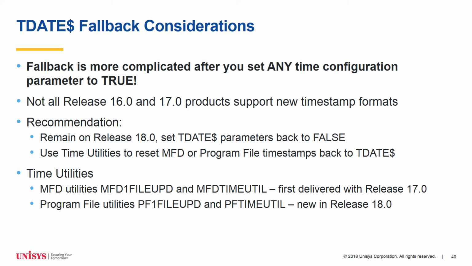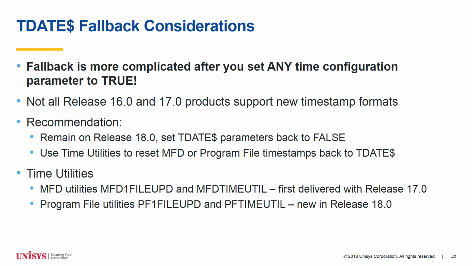If you run into problems after you enable new timestamp formats, the solution is not to fall back to older software. The recommended solution is to turn off creation of any further timestamps in the new format, then revert any of the new timestamps back to the older format wherever possible. Release 18 contains 4 time utility programs to help you manage timestamps in the MFD and program file table of contents. The technical update presentations on time utilities provide an overview of these utility programs and their use. In addition, the Timebook has detailed information on these utilities, use cases, and even how you can upgrade your system to an environment where all of the timestamps are new.